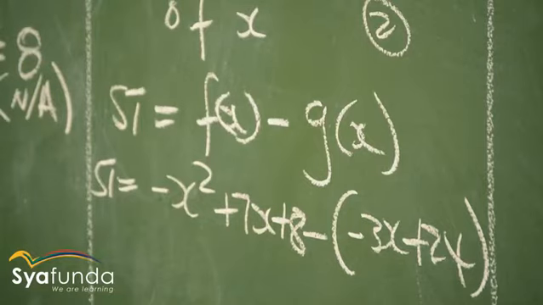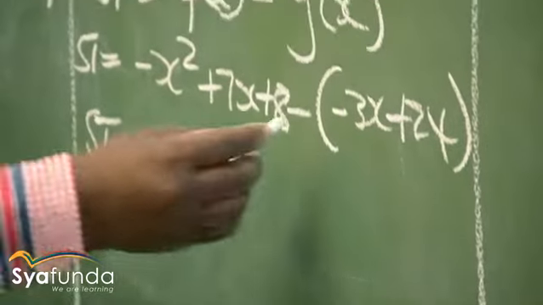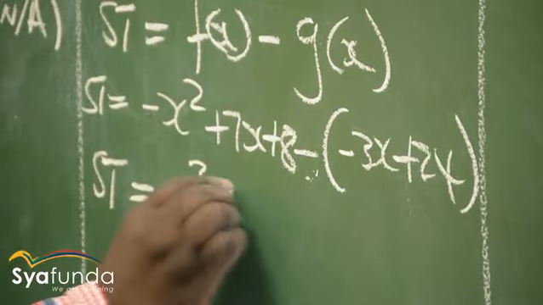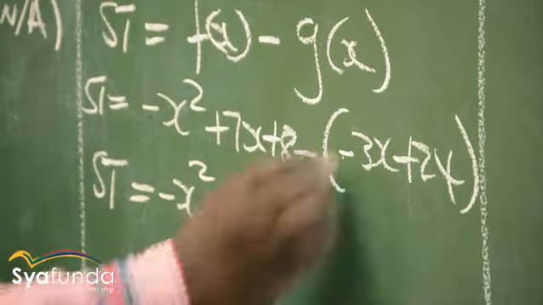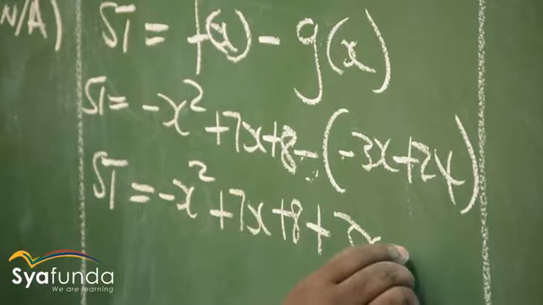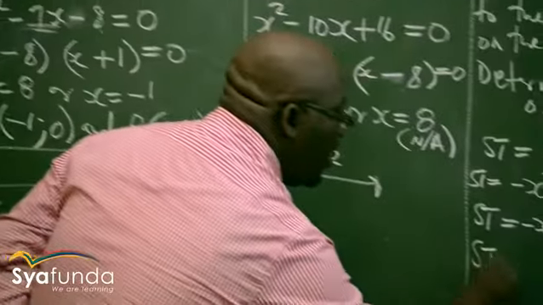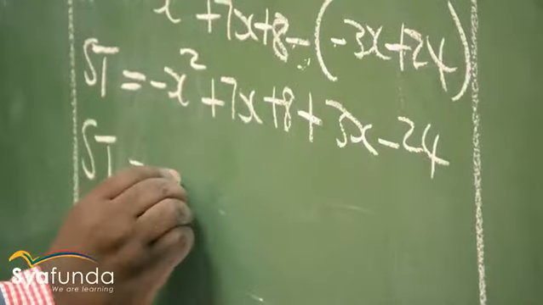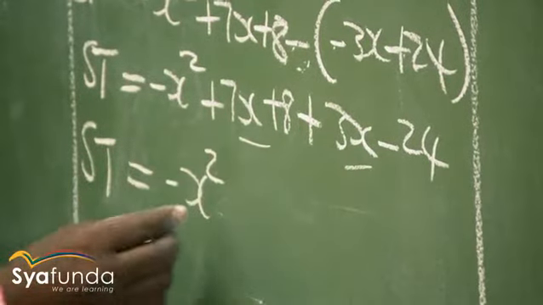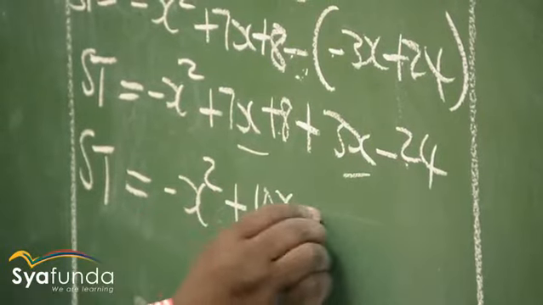Let's do it together. So ST will then be equal to, I break this bracket. I've got minus x squared plus 7x plus 8, this and that. It's going to give me plus 3x, this and that. It's going to give me minus 24. Let's work it out. So my ST will be minus x squared. These two are the same, it's going to give me plus 10x. Then this will be equal to minus 16.